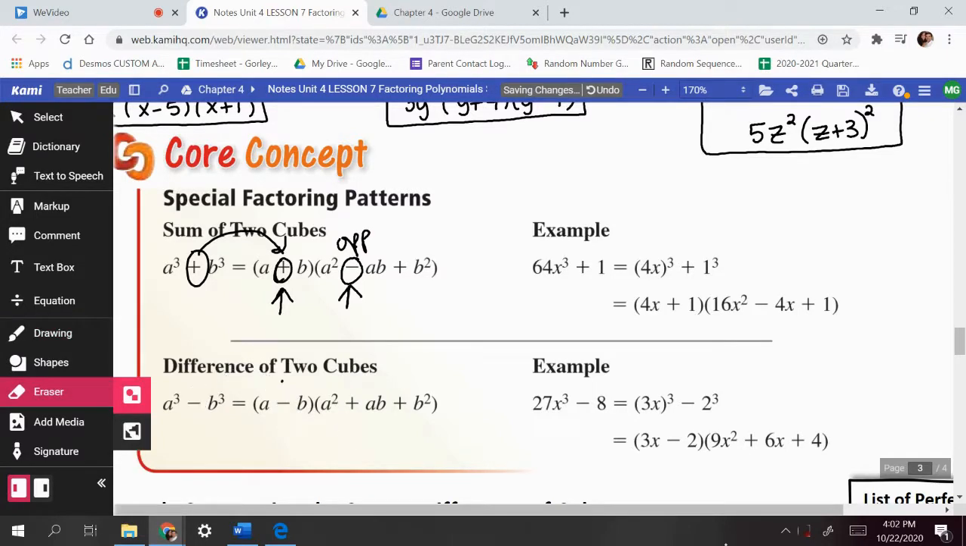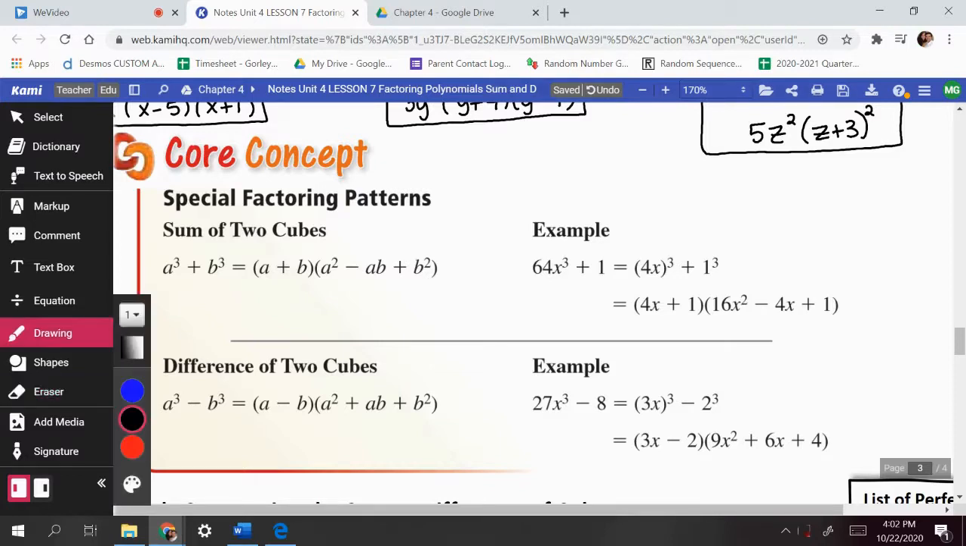You don't have to memorize these formulas. This is something where on the test or quiz I would give this to you, but the more familiar you can become with the patterns, the faster your homework will go. So just something to keep in mind.